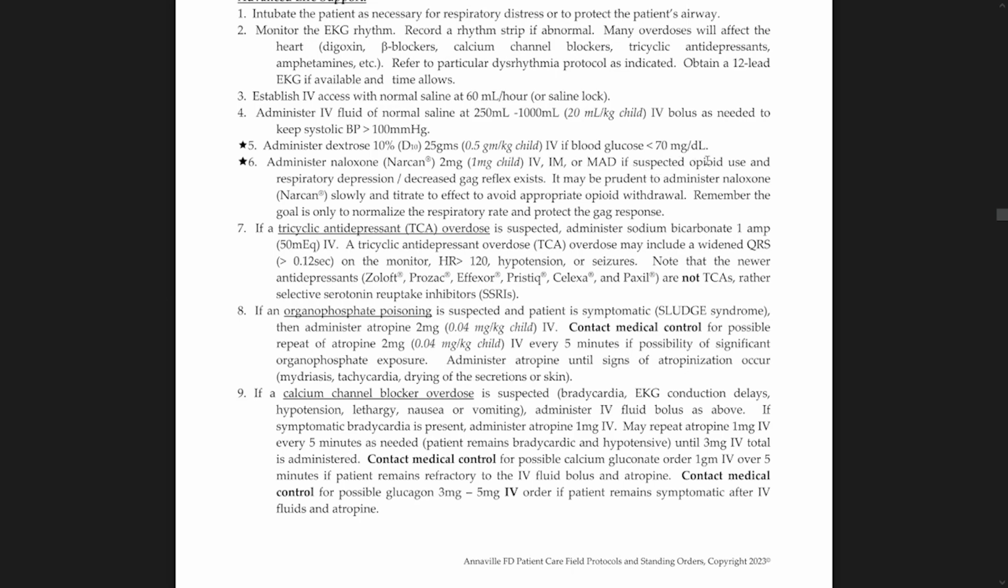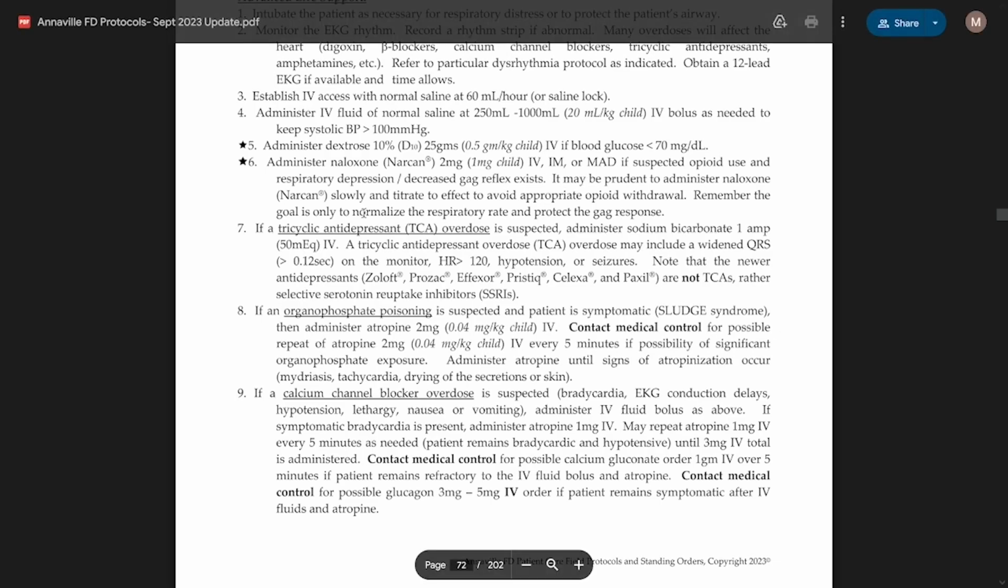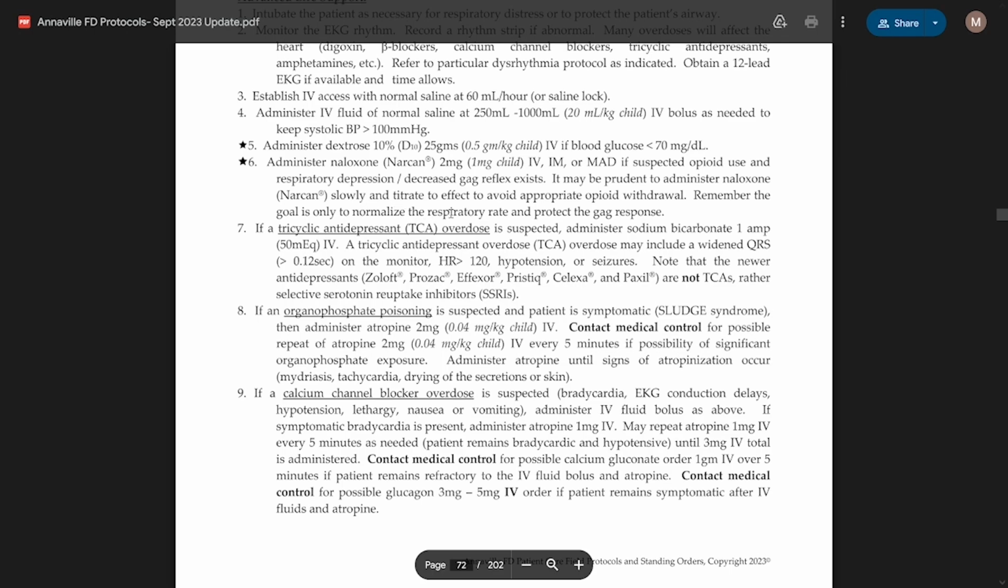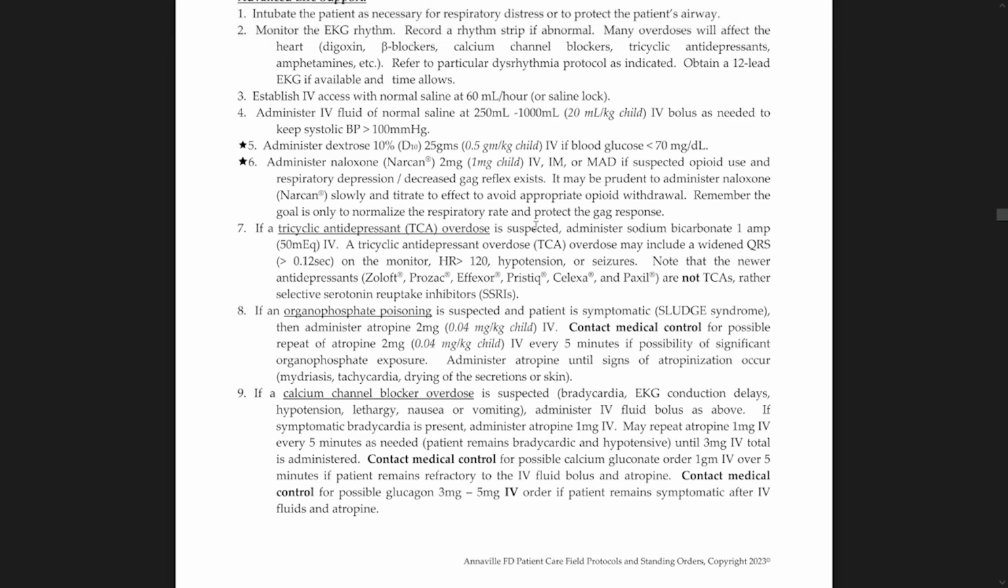If suspected opioid use and respiratory depression, a decreased gag reflex exists. It may be prudent to administer Narcan or naloxone slowly and titrate the effect to avoid precipitating opioid withdrawal. Remember, the goal is only to normalize the respiratory rate and protect the gag response.